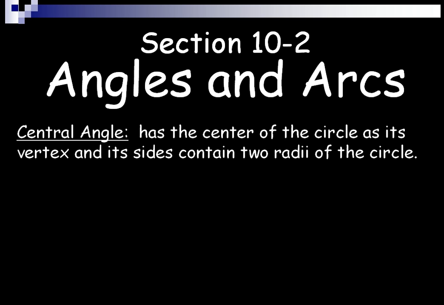Hello everybody, and welcome to section 10.2. We're talking about angles and arcs as it pertains to circles. Let's talk about what a central angle is. A central angle has the center of the circle as its vertex, and its sides contain two radii of the circle.